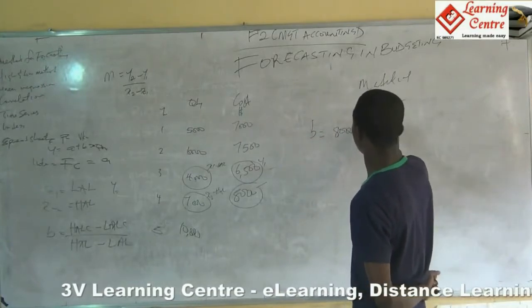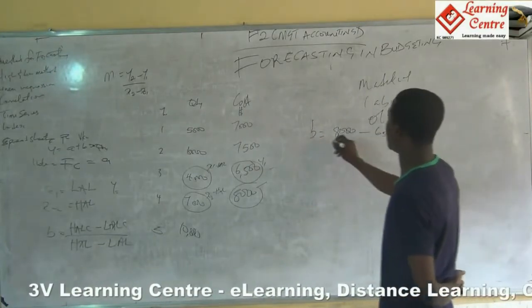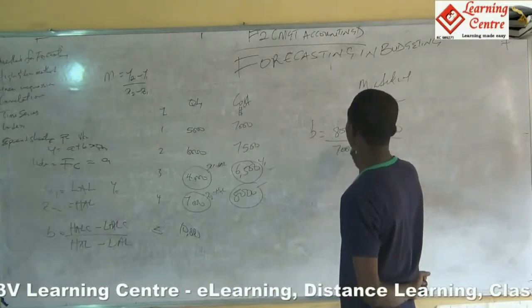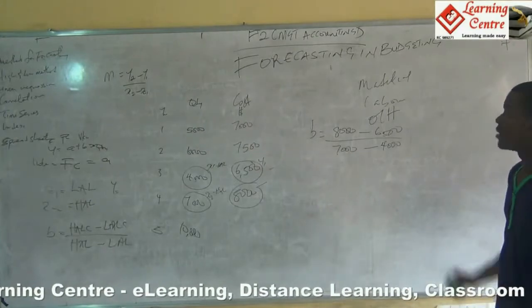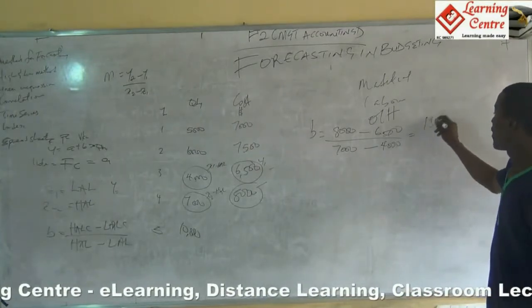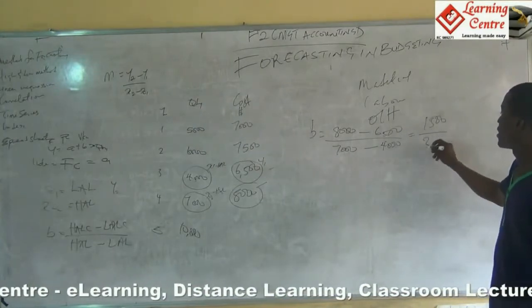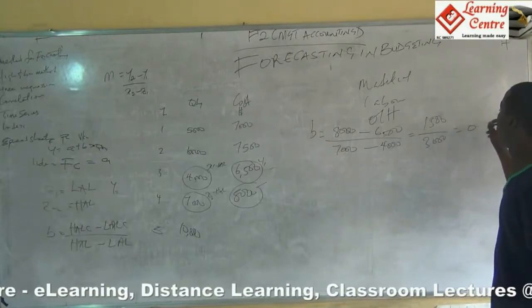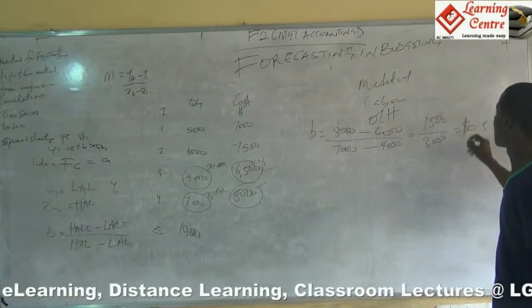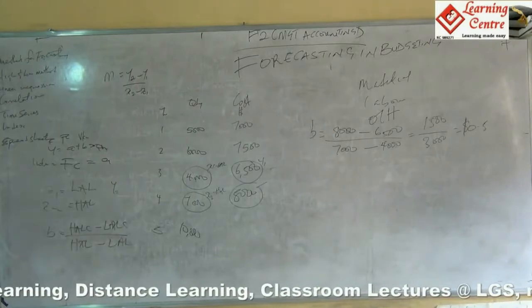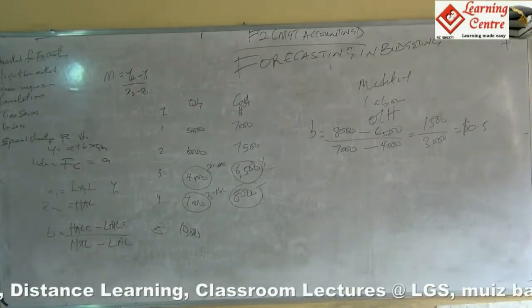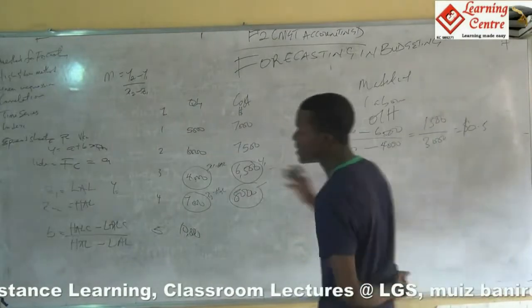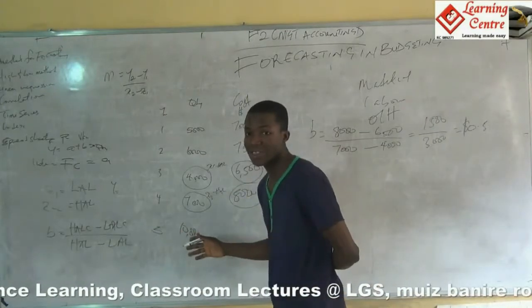8,000 minus 6,500 divided by 7,000 minus 4,000. Therefore, this will be 1,500 divided by 3,000. This will be cost 0.5 dollars. That means the variable cost is 0.5 dollars. We can then substitute this into either the highest activity level or the lowest activity level.